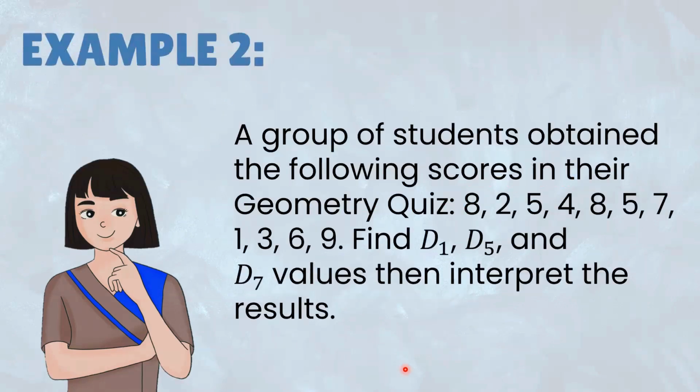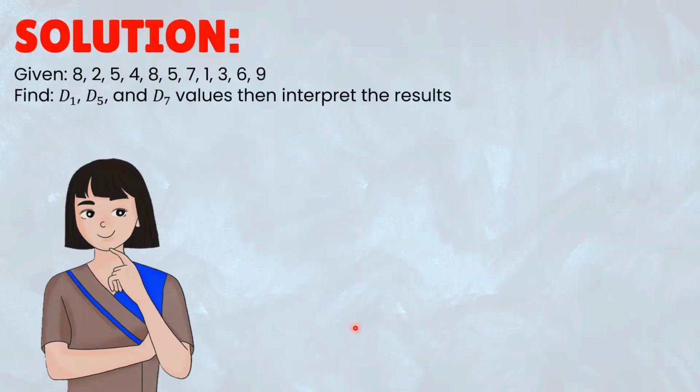Now we have another example. A group of students obtained the following scores in their geometry quiz: 8, 2, 5, 4, 8, 5, 7, 1, 3, 6, and 9. We will be looking for the decile 1, decile 5, and decile 7 values, and we will interpret the results. Okay? For our solution, let's take it one by one.